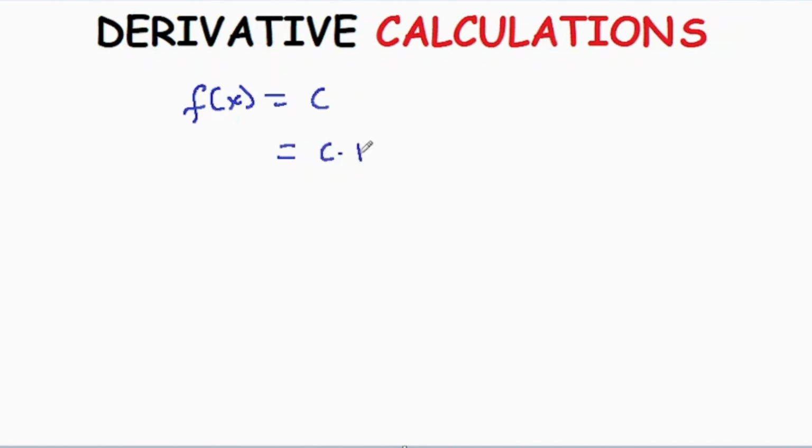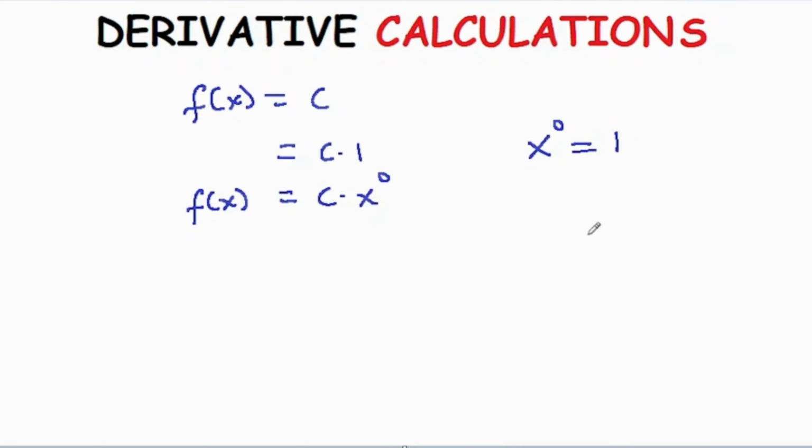c multiplied by 1 is c, so I'm not changing anything here. And if you remember our law of indices, x raised to power 0 is equal to 1. So we are going to replace 1 with x raised to power 0. Okay, here we have it. Good. So our f of x, which is equal to c, is now f of x is equal to c multiplied by x raised to power 0.